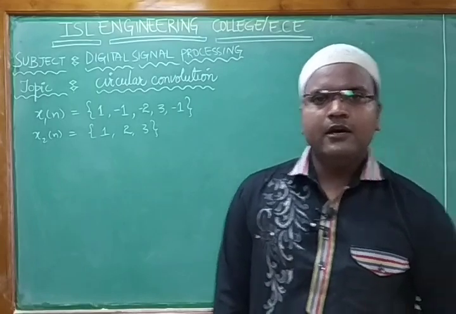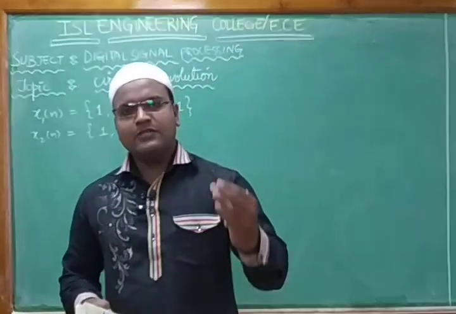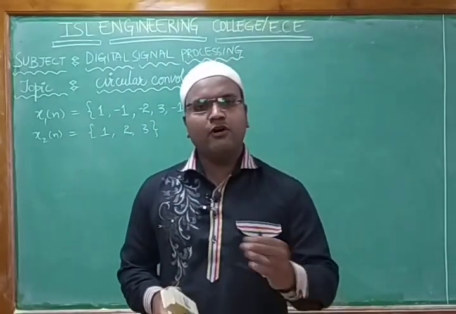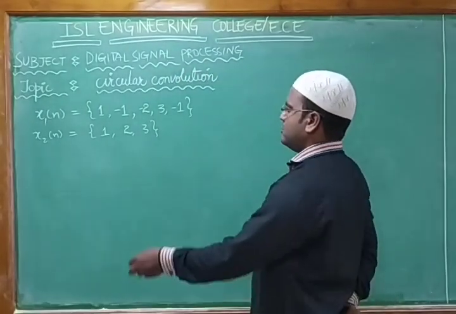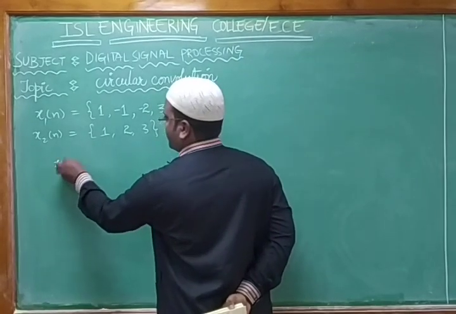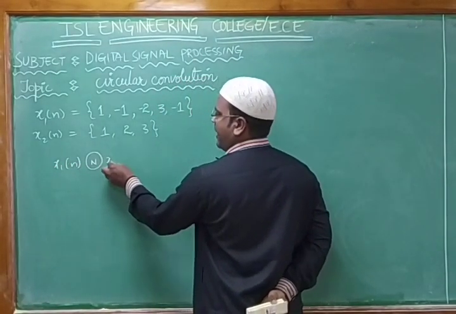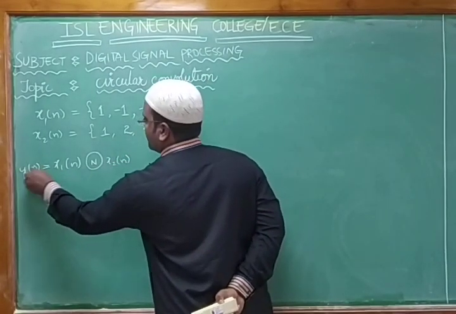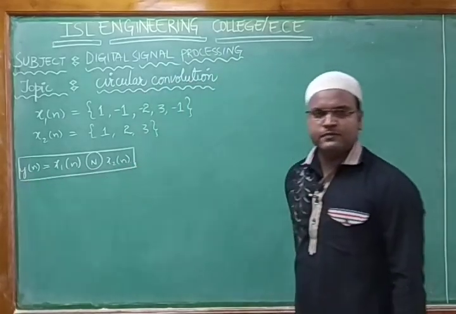So basically, we know that circular convolution is about having a first sequence x1 of n and a second sequence x2 of n, and you want to convolve both of them in a circular form. That means the first sequence x1 of n, having n samples, is convolved with x2 of n. The output of that is y of n. This is the formula for finding the circular convolution.